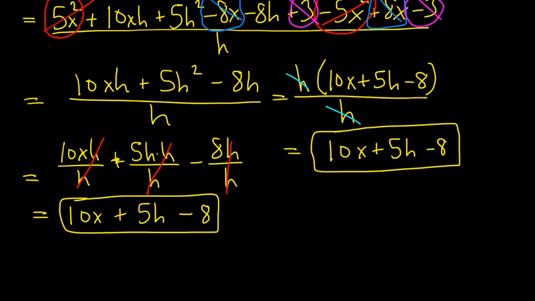The one thing you don't want to do is just cancel one of the h's. You don't want to say, well, this h and this h cancel. You can't do that because you haven't factored it out yet. You can't cancel terms. You can only cancel factors. So until you factor out the h here, you can't just cancel one of them. For one thing, it gives you the wrong answer. It gives you 10x plus 5h squared minus 8h. So if you're going to do it this way, and I wouldn't recommend it, you'd have to cancel all the h's in the numerator. But I would rather factor it out first.